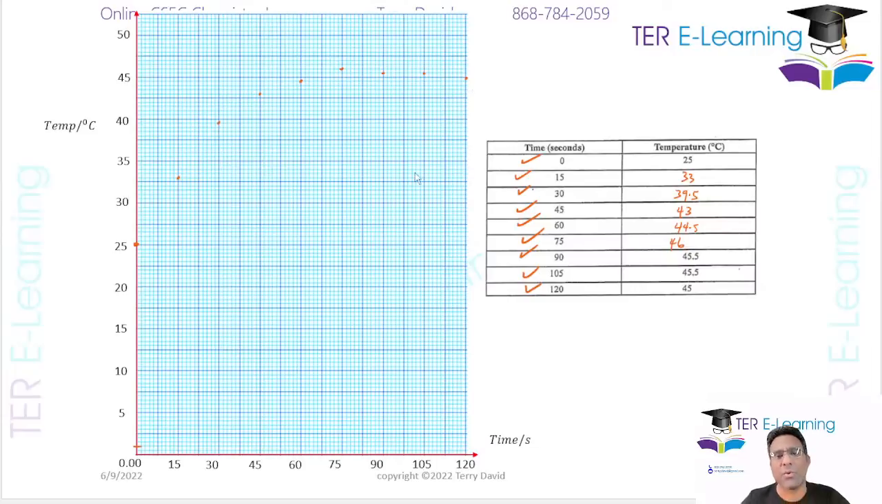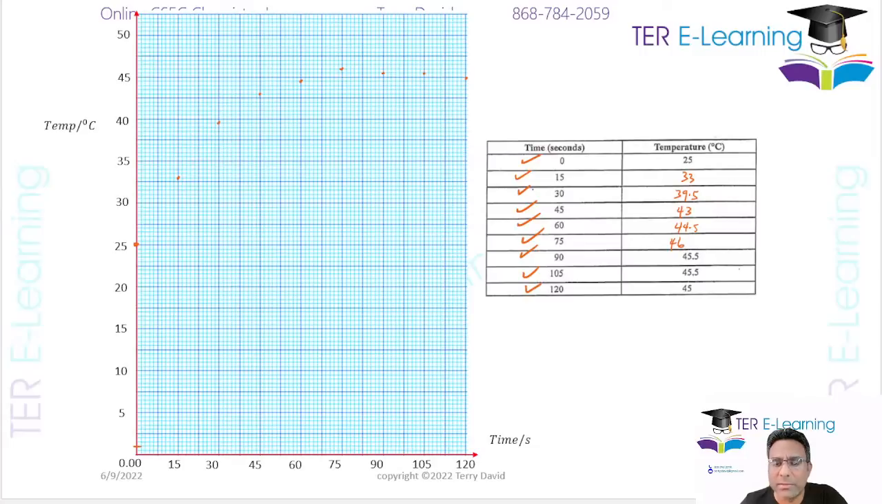So what they want me to draw now is a curve. Normally when we do a thermometric titration. Now this is not a thermometric titration. What we are doing is reacting a metal with an acid. That's all we're doing, reacting a metal with an acid.